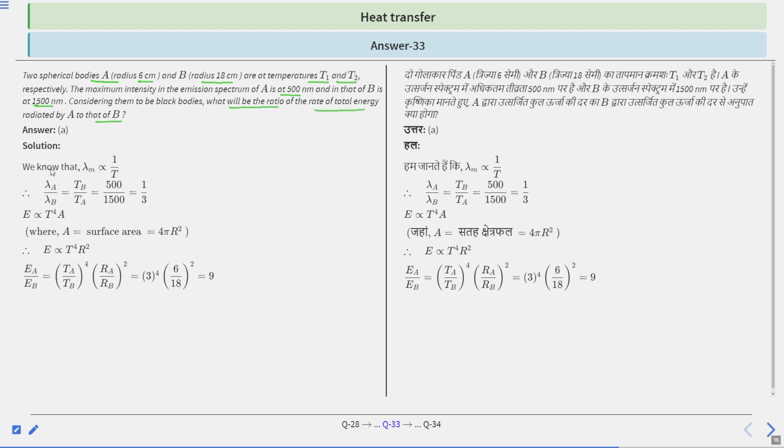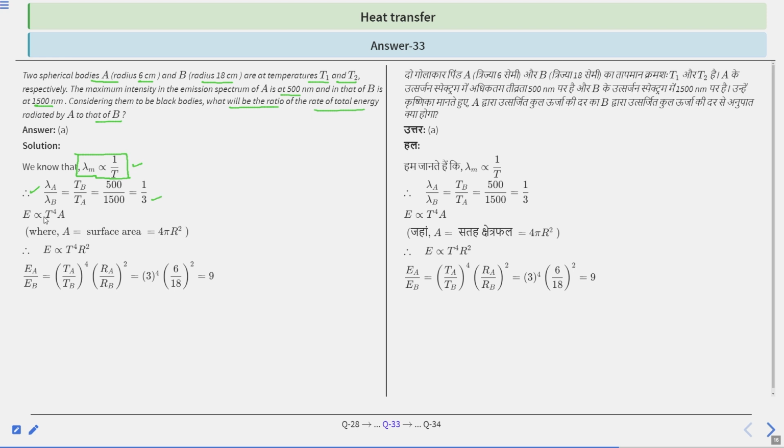So we know lambda m is directly proportional to 1 by T, or we can say lambda m is inversely proportional to T. So lambda A divided by lambda B is equal to TB divided by TA. Clear? TB is 500 and TA is 1500. Putting TB and TA here, lambda A divided by lambda B is equal to 1 by 3.